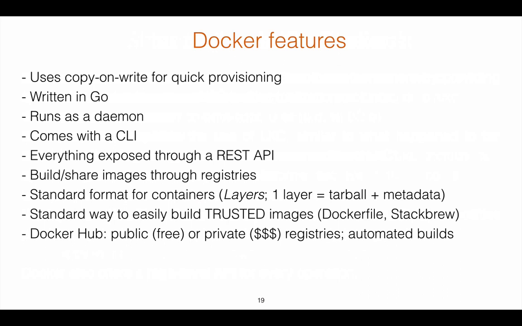They use layers. Every layer is a tarball and the metadata, and you can stack one layer on top of the other, very much like containers. And that, of course, allows you to reuse a specific image to create a new image that is more specialized. And it offers a standard way to easily build trusted images using Dockerfile and StackBrew. And there's also Docker Hub, which allows you to host registries in public for free or have private ones, in which case you need to pay.